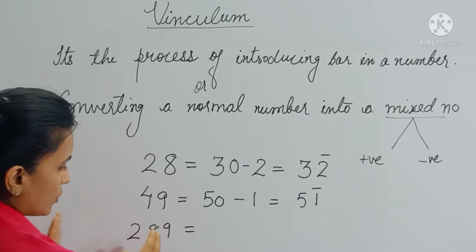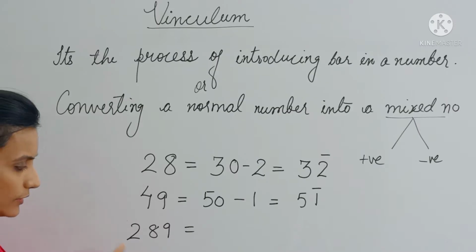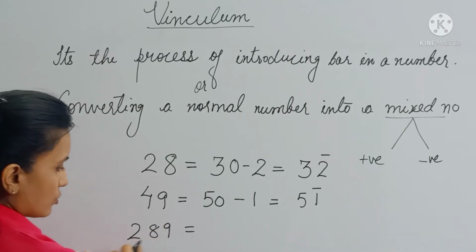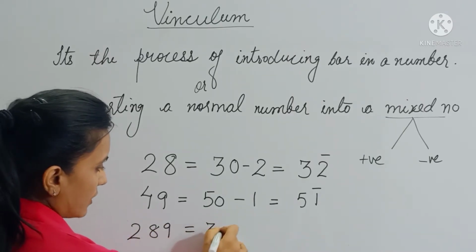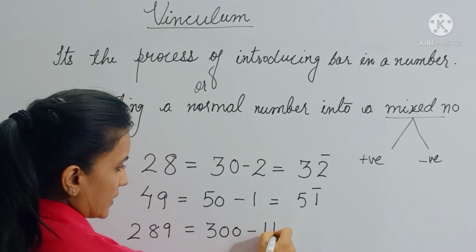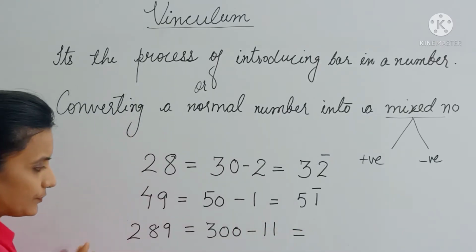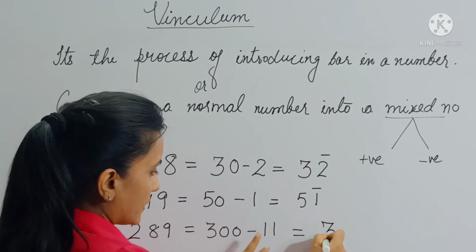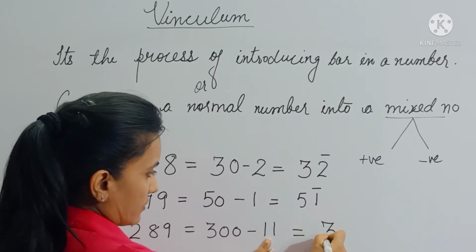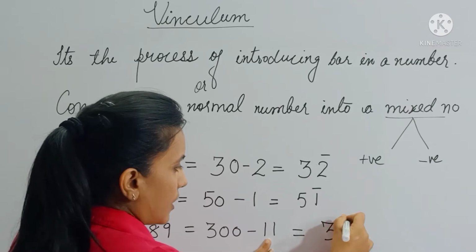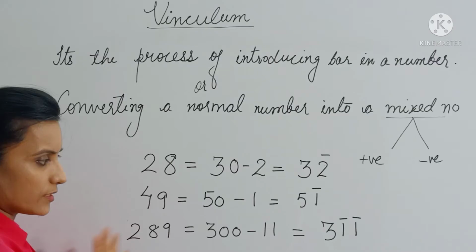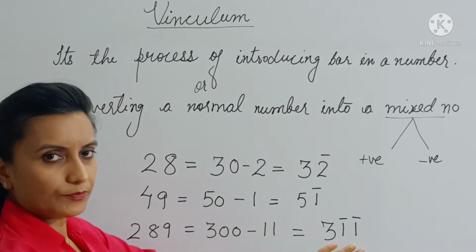289. Now 289 is close to 290, right? But we will take a number which has more number of zeros. So we will choose 300. So 289 is equal to 300 minus 11, right? So here 3 is at the 100th place. So I will write 3 here and 11 is negative. So I can write 11 as bar 1 bar 1, right? So 289 is basically equal to this number.